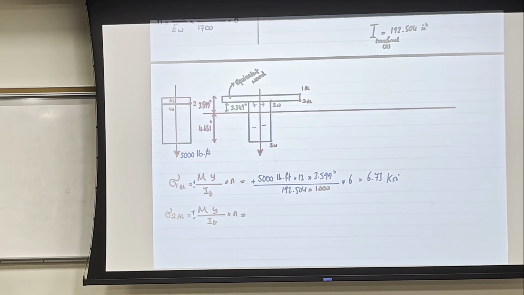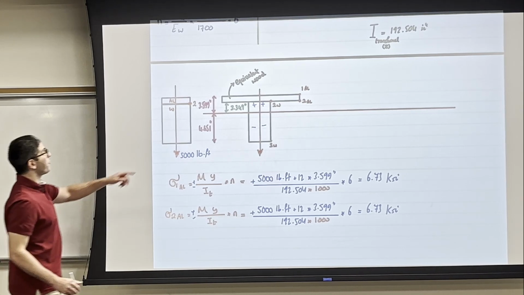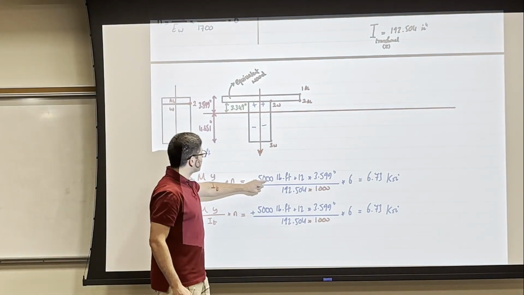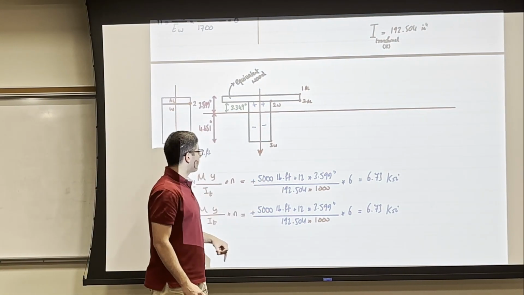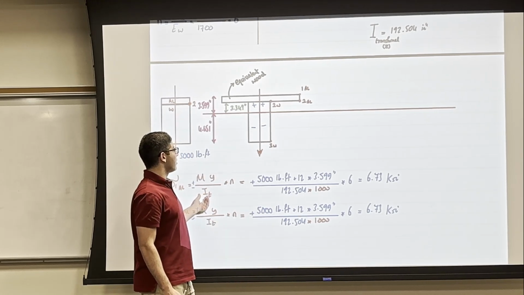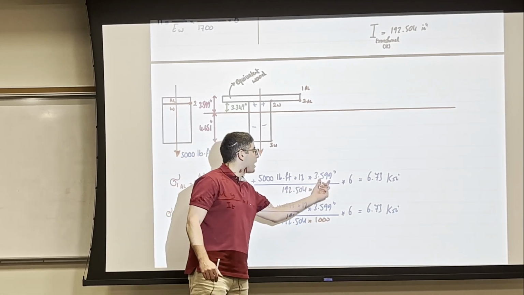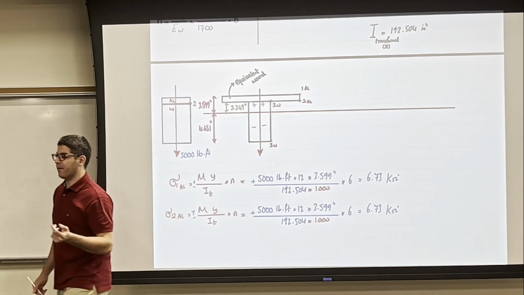So now that's why I have the KSI, okay? Same thing is going to be here, so I'm basically going to copy this equation, because the stress equation for all the points within the beam is going to have the same moment, the same I, which is the moment of inertia. What's going to change is y and whether or not to multiply by n.